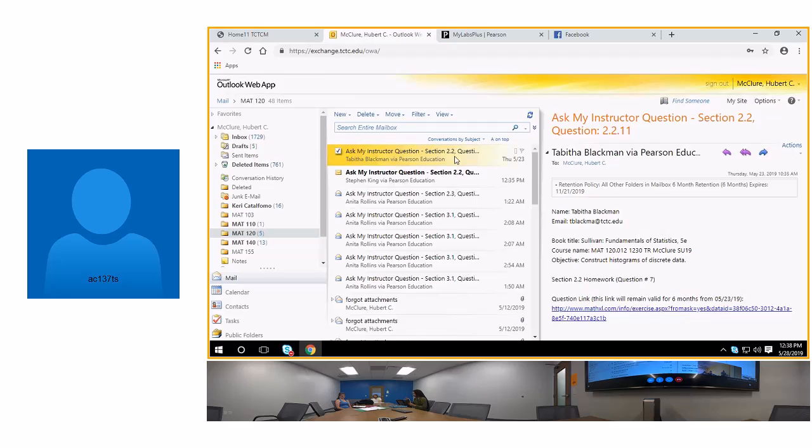Okay. First question, 2.211. That's number 11 in the book. If you look in 2.2, number 11 in the book, it'll look like this question. Notice I said it will look like. It will not be the same. It will be very similar. This is number 7 online. So everybody's number 7 on 2.2 will look like this question.